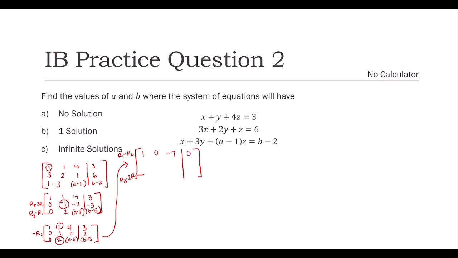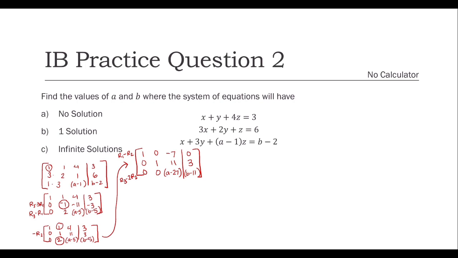Row 2 stays the same, 0, 1, 11, 3. And then row 3, we're taking away 2 times row 2. So 0 minus 0 is 0. 2 minus 2 is 0. A minus 5 minus 2 times 11 is a minus 5 minus 22. So this will become a minus 27. And then b minus 5 minus 6 will be b minus 11.